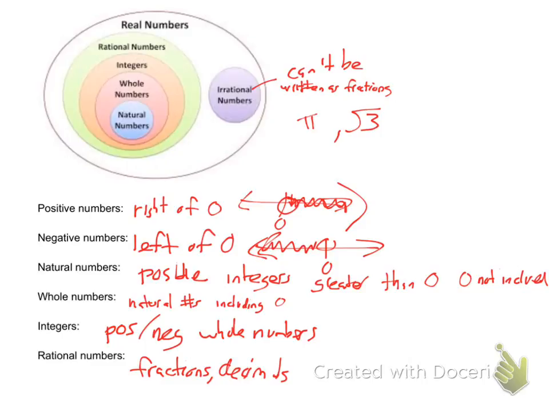But here's the cool thing. If I am a natural number, I am also within the circle of a whole number. And I'm also in the circle of an integer, which is a rational number, which is real. So to be at the top of the mountain, you are all of the others. Does that make sense? So if I saw the number 2 and it asked me, what kind of number is 2? 2 is a natural number, it's a whole number, it's an integer, it's a rational number, and it's real.